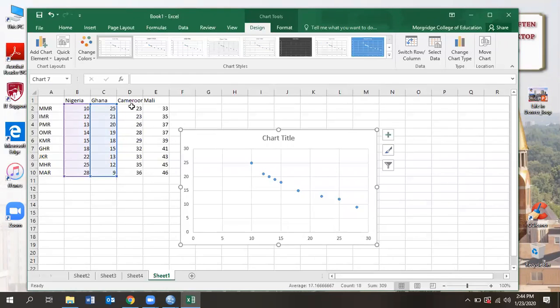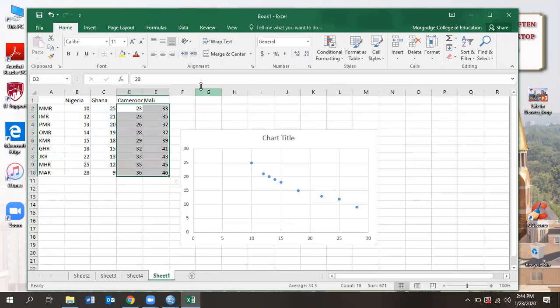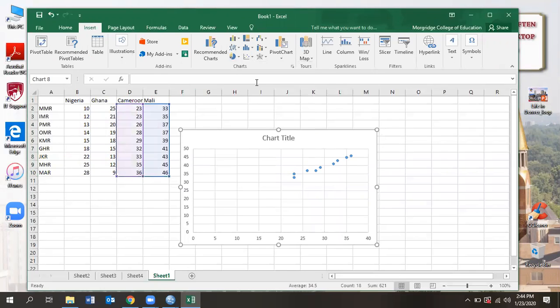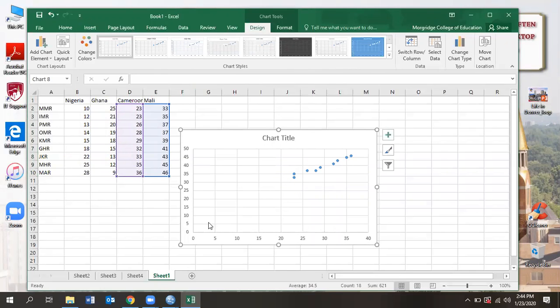Let's see for Cameroon and Mali. Go back to Insert, select of course, and then go Scatter, and then you pick this. So if you see this one as a positive, you can draw a straight line through these numbers. So it's a positive correlation. And this is actually going to be a strong positive correlation because as you see, an increase in Cameroon is accompanied by a commensurate increase in Mali, not necessarily caused by it, but at least an increase in Cameroon also shows an increase in Mali, and vice versa. So this is also a strongly positive correlation.